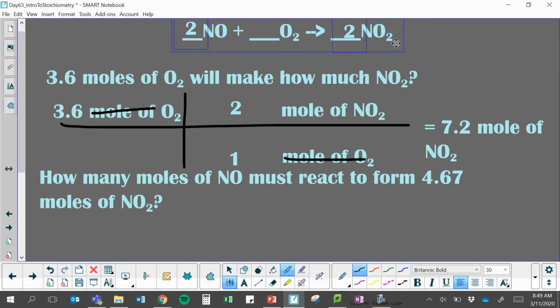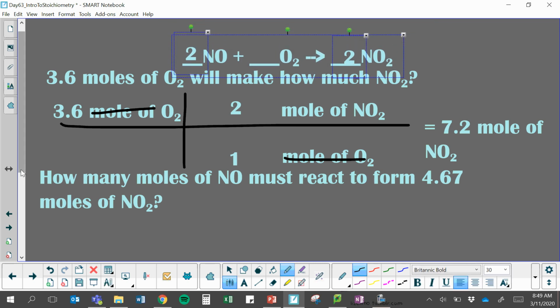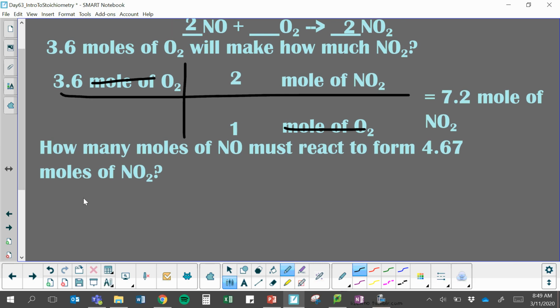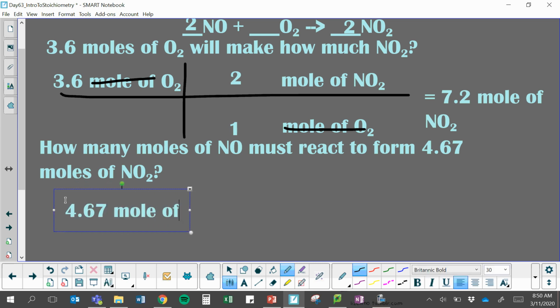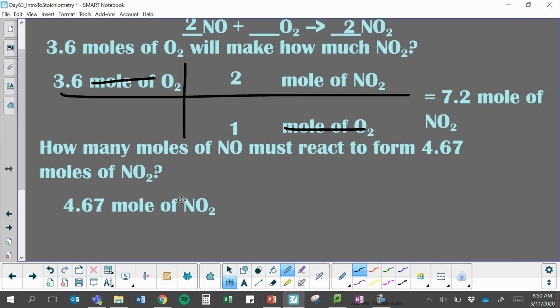So I'm going to scoot this down a little bit so I can get a little more space to work. Okay, so this time we want to form 4.67 moles of NO2. We're kind of working backwards, like saying, if I want to make 20 cookies, how much butter do I need? So we're starting with 4.67 moles of NO2. And notice that I write the molecule and I write that it's in moles, because that will become important later.